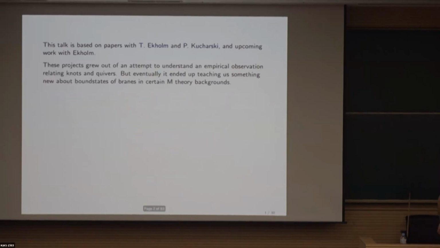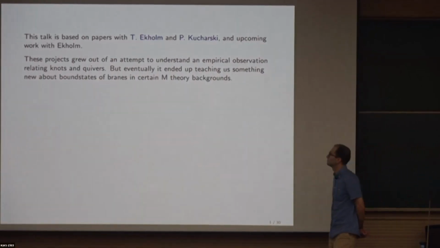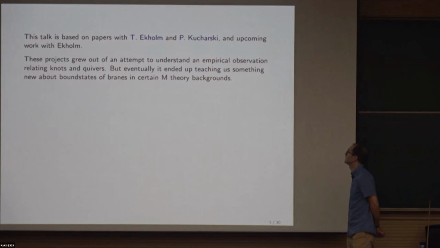So this talk is based on some works from the last few years done in collaboration with Tobias Ekholm. Tobias is a mathematician, a symplectic geometer in Uppsala, and with Piotr Kucharski, who is now in Warsaw, and also about some upcoming work to appear very soon with Ekholm.